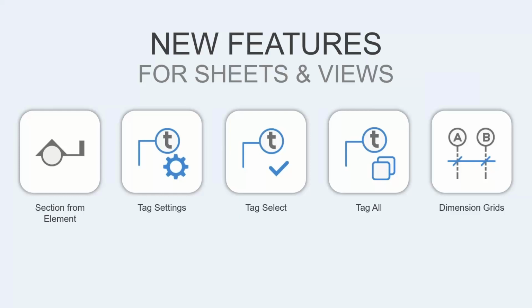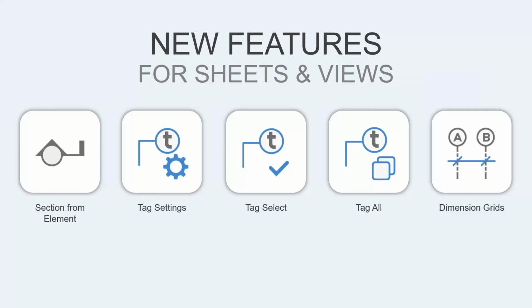based off of your elements. Then we can use tag select to do a selection of elements to tag based off of those settings, and the most amazing feature, which is tag all, where you can tag multiple views at one time using those settings without having to open a single view. Think about how much time that'll save you.